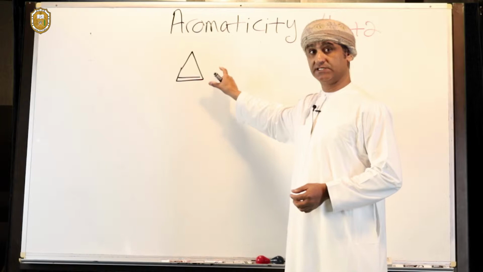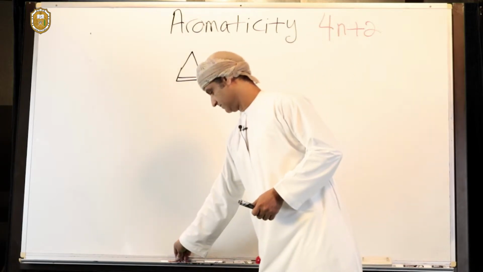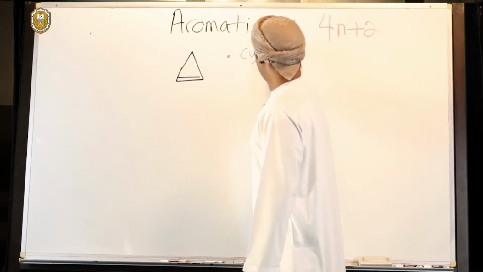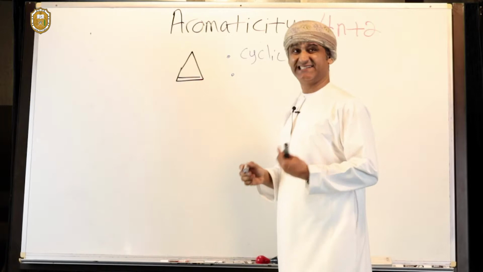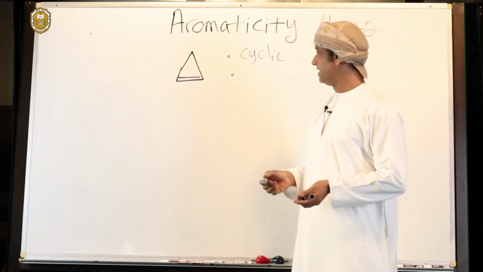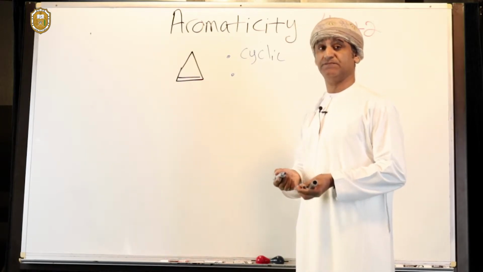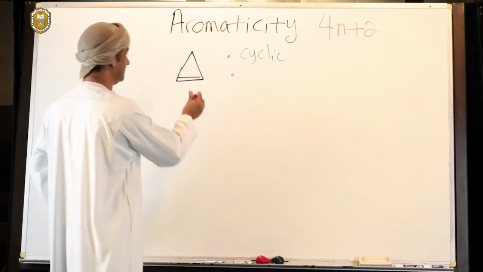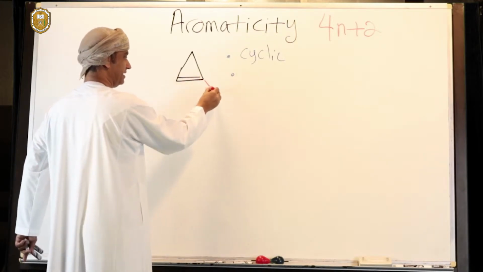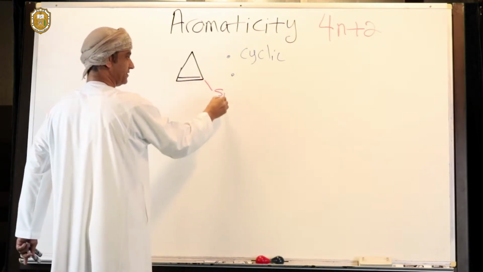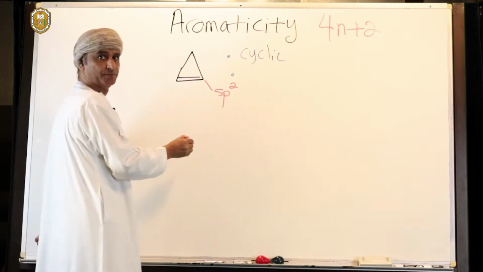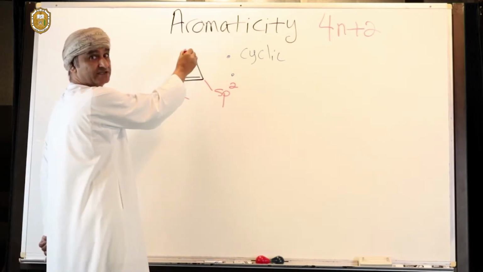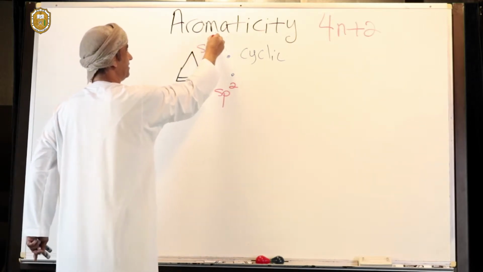Now, cyclopropene is cyclic, of course. Yes, that is fine, so that's one requirement fulfilled. Is it flat? It can be flat, it can be planar. The more important question is, is it conjugated? Well, if you look at the structure of cyclopropene, you would find there is a double bond here. So this carbon is sp2 hybridized, this carbon is sp2 hybridized, whereas that one is sp3.